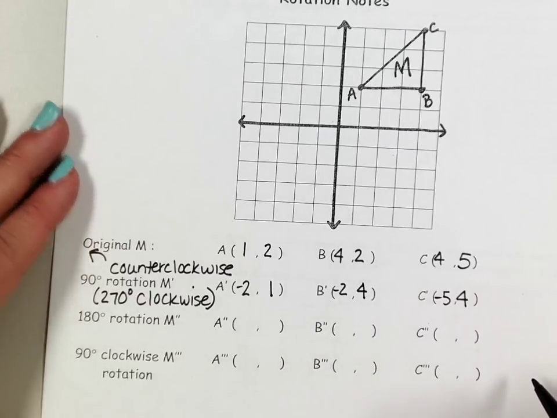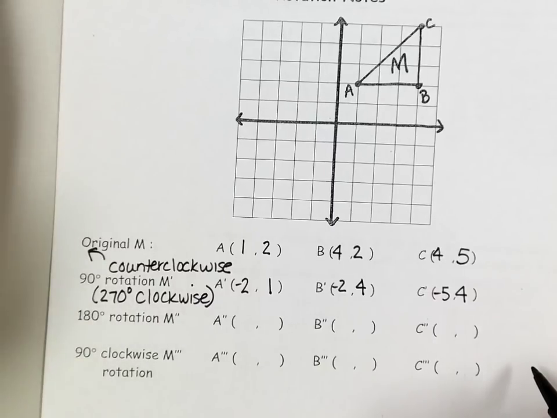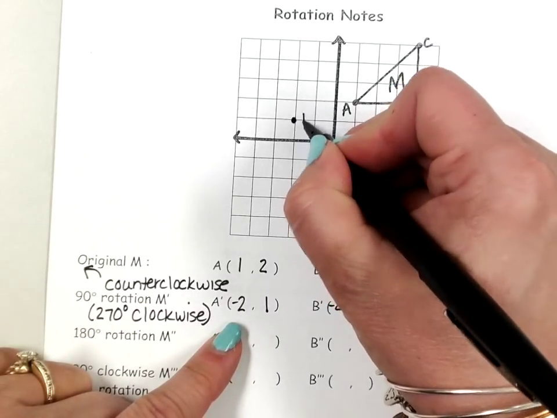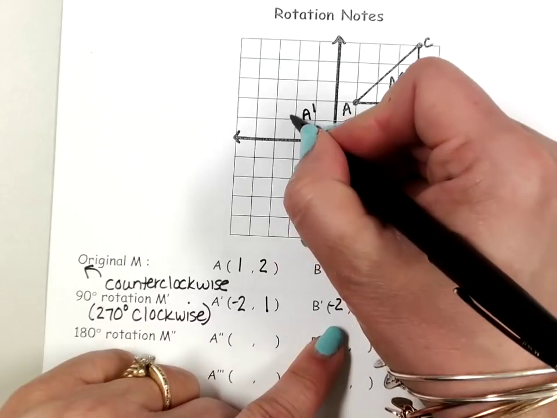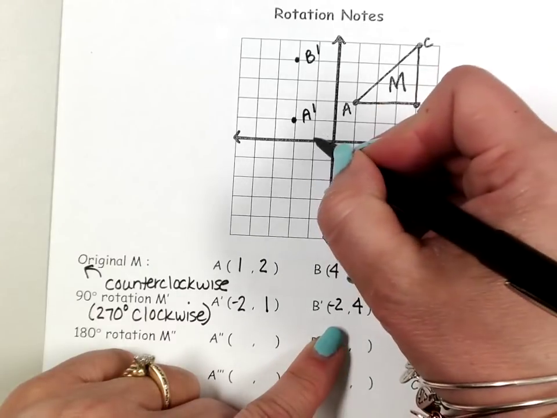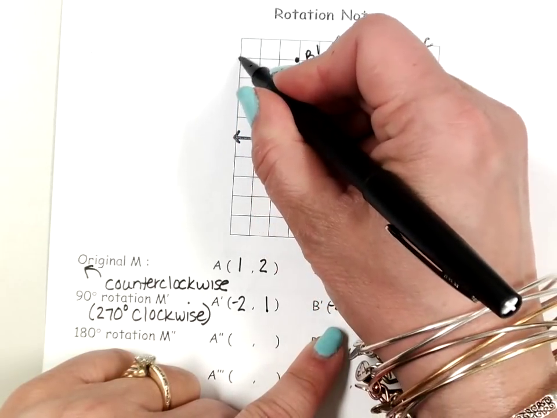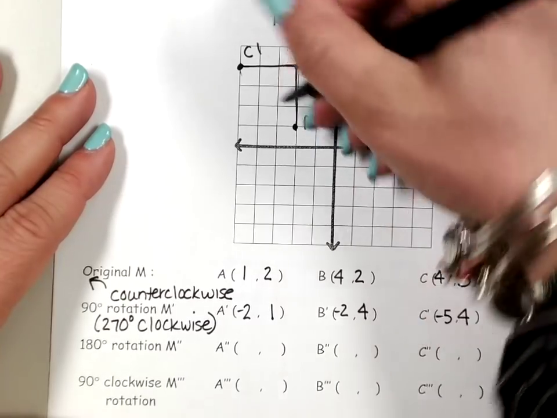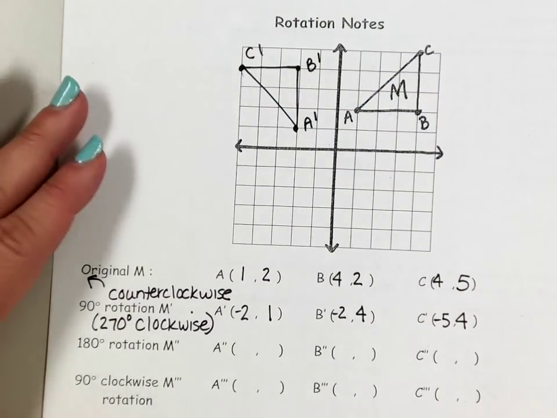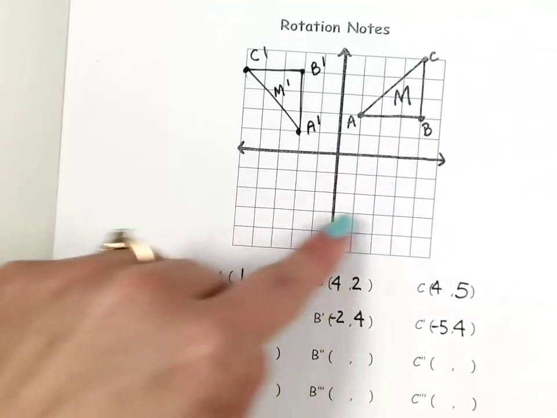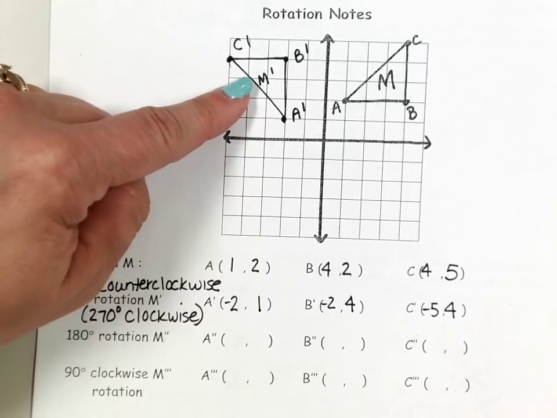So I'm giving you the points, and we're going to come up with the rule once we see what happens with the points. So I'm going to graph it. A is -2, 1. That would be A prime. Then -2, 1, 2, 3, 4. That would be B prime. C is -5, 1, 2, 3, 4, 5, 1, 2, 3, 4. And that's my C prime. And then I connect all three of my points. Okay? And I would call this triangle M prime. All right, so I've turned it 90 degrees counterclockwise, or 1, 2, 3 clicks would be 270 clockwise.